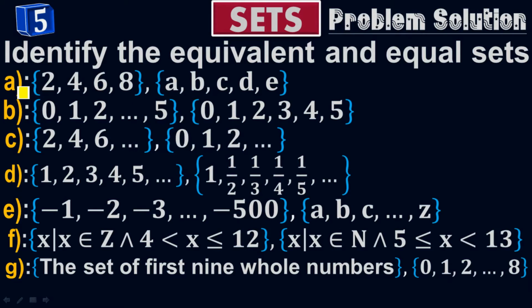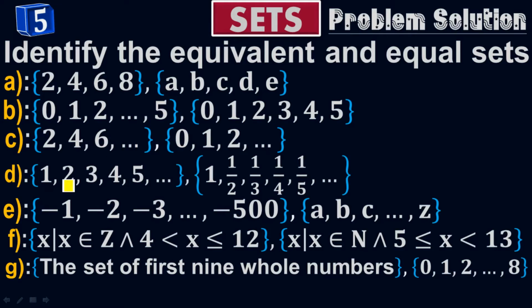For A, one pair is the even numbers from 2 up to 8. Second pair is the alphabet from A up to E. In B, one pair is the whole numbers from 0 up to 5. Second set is from 0 up to 5. In C, we have two pairs where one set is the set of even numbers. The second set is the set of whole numbers up to infinity. This is also up to infinity.